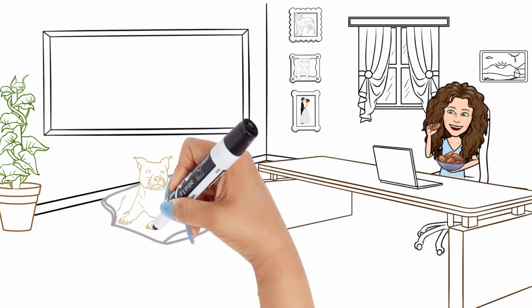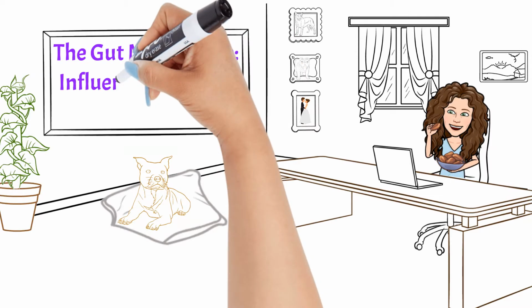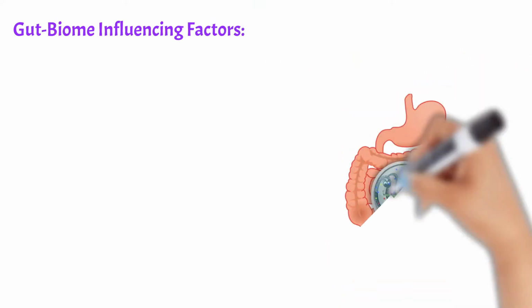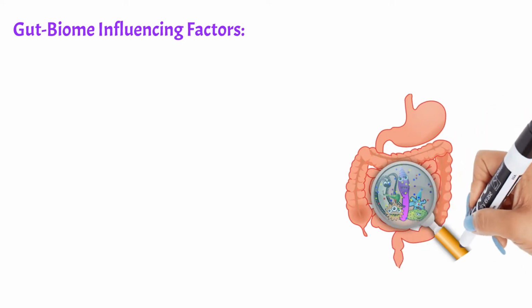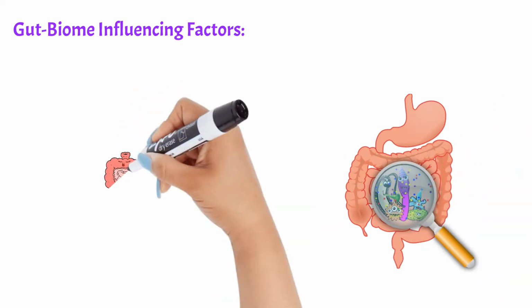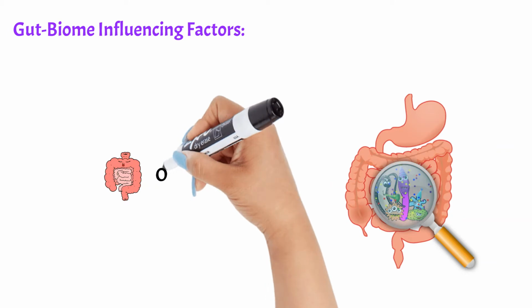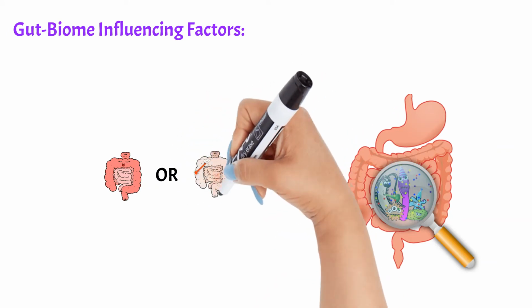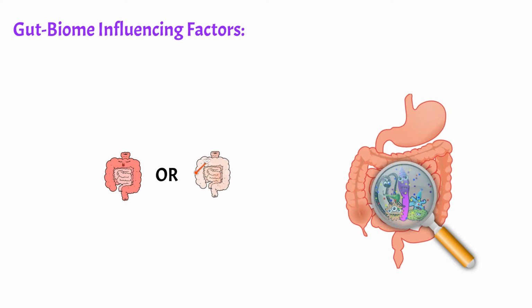This is Anderson's Nutrition and the second episode in the Gut Biome series. This video and the next will focus on the various factors influencing gut biome health. Throughout our life, the gut biome is always changing in response to what is happening around it, and the results can be beneficial or damaging depending on the influences involved. So let's begin with the environment.